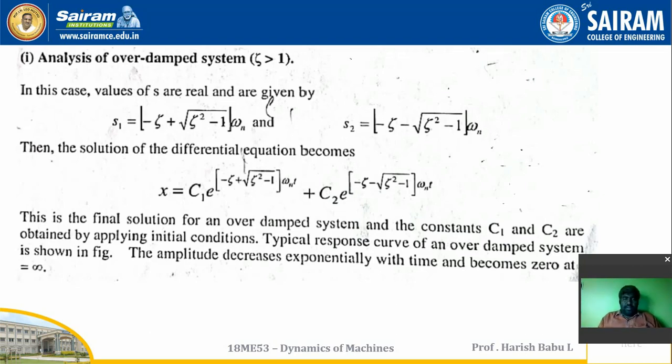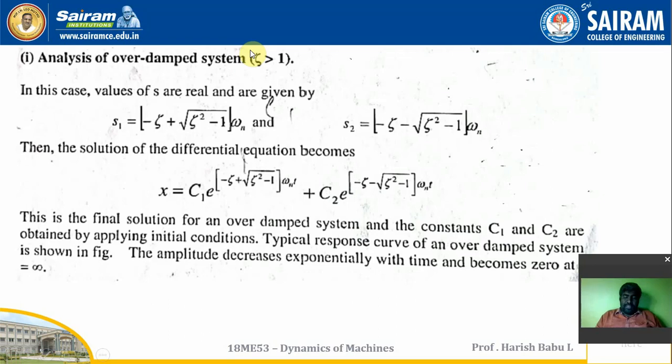In the previous video, you have seen the types of damping and the equation for a free damped vibration. And we have seen the three conditions: overdamped, underdamped and critically damped. Now we're going to see the analysis of those three. First, the analysis of an overdamped system, where zeta is greater than 1.